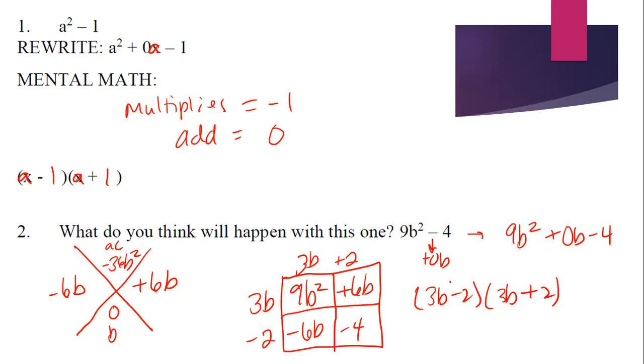9 and 4? They're perfect squares, right? 9 and 4 are perfect squares. Hence why this is called difference of two squares. It has to be a situation where you have perfect squares and you're subtracting them. Otherwise this rule doesn't apply. Does that make sense?